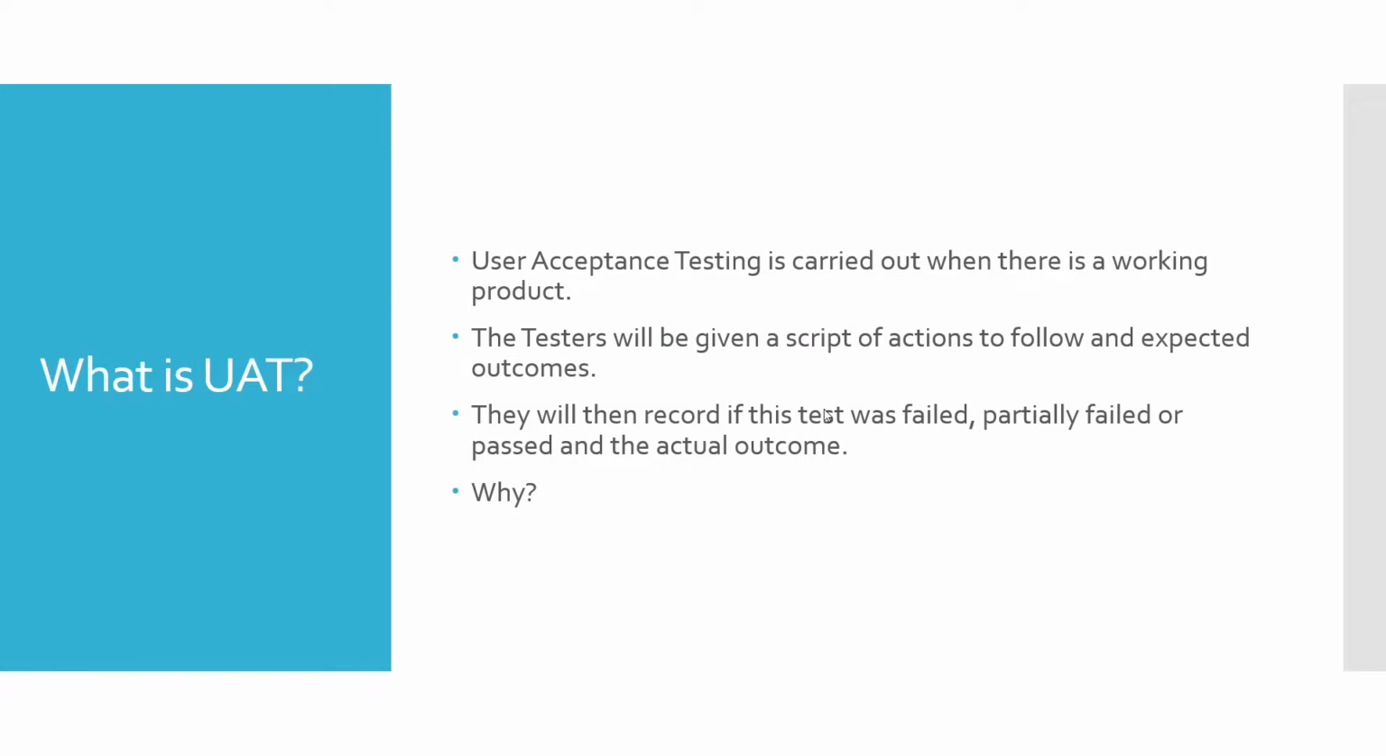So, user acceptance testing, UAT, is carried out when there is a working product, obviously, to test. The way it works is testers will be given a script of actions to follow and then the expected outcomes. And I'll show you what that looks like in a second. They will then record if this test was failed, partially failed, or passed, and then what the actual outcome was. The big thing I want you to reflect on and write a paragraph about is why. Why is this so important? What is the point of this whole concept?